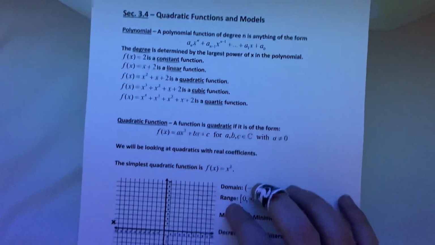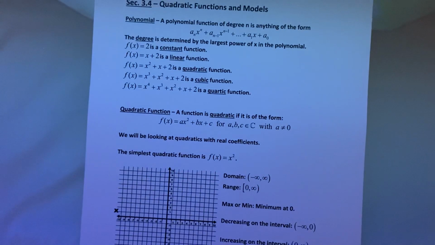In general form, a function is quadratic if it's the form f of x equals ax squared plus bx plus c, with a, b, and c element of the complex numbers, which means they can't have imaginaries. We're only going to be dealing with reals, and a can't be 0. If a were 0, it would be a linear or a constant. So we'll be looking at quadratics with real coefficients.